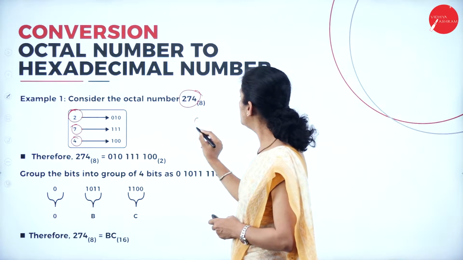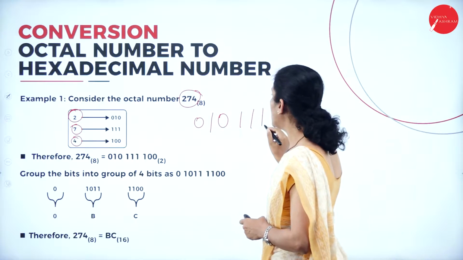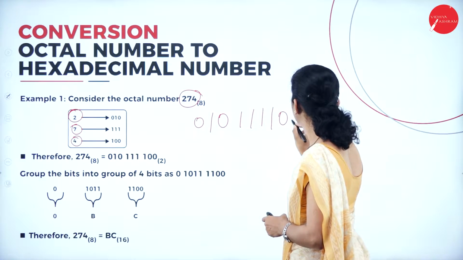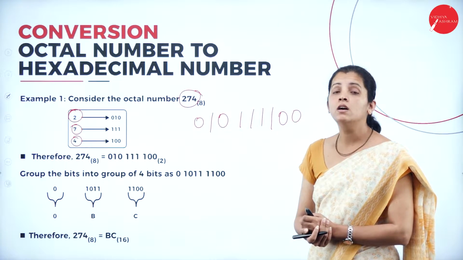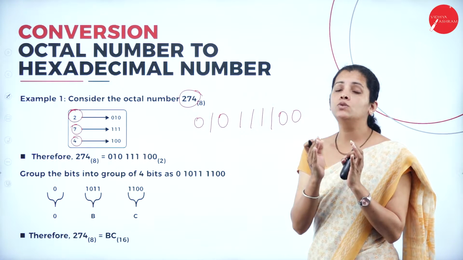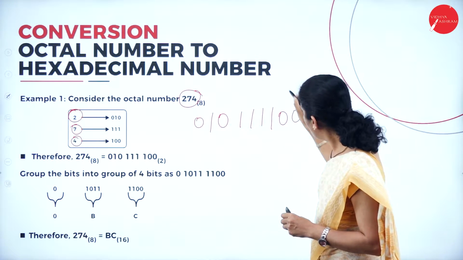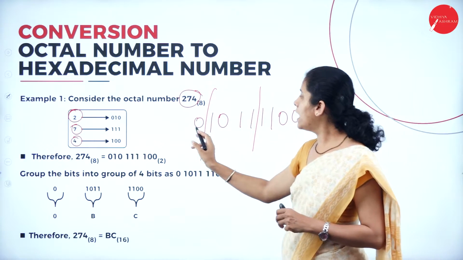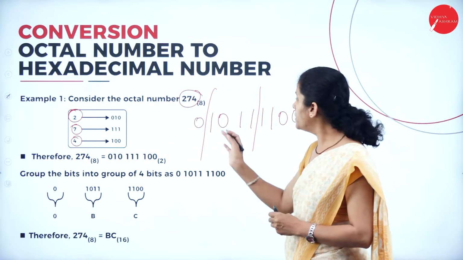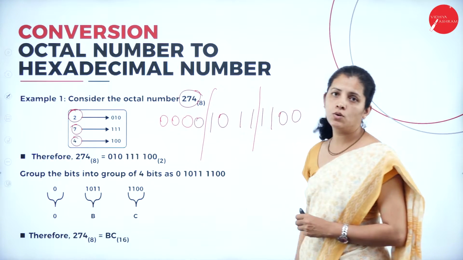So what I will do, I'm going to write the binary digits as they are. So dear student, now I want to make groups and each group holds 4 bits. Now I will make a group here. So 4 bits. Here I have only 1 bit. To make it 4, I'm going to add 3 zeros.